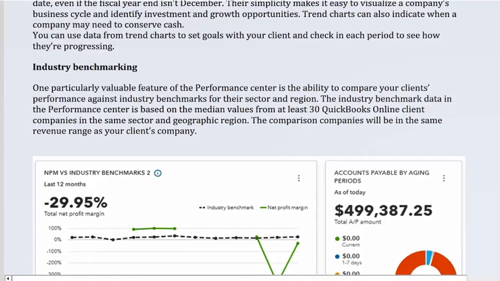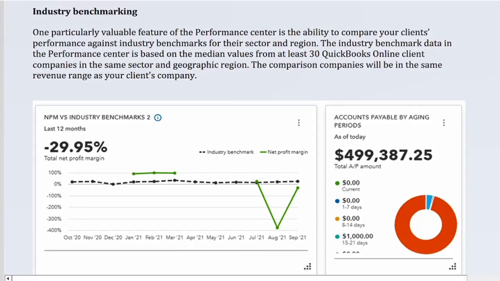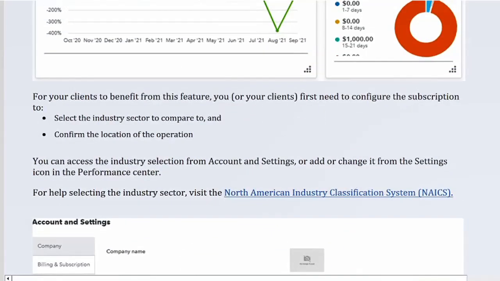Industry benchmarking. One particularly valuable feature of the Performance Center is the ability to compare your client's performance against industry benchmarks for their sector and region. The industry benchmark data in the Performance Center is based on the median values from at least 30 QuickBooks Online client companies in the same sector and geographic region. The comparison companies will be in the same revenue range as your client's company. For your clients to benefit from this feature, you, or your clients, first need to configure the subscription to.